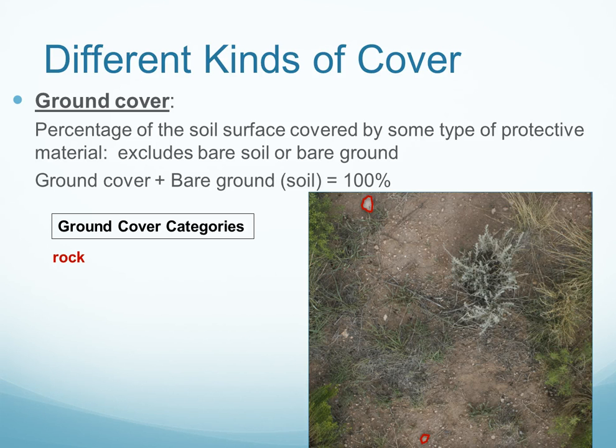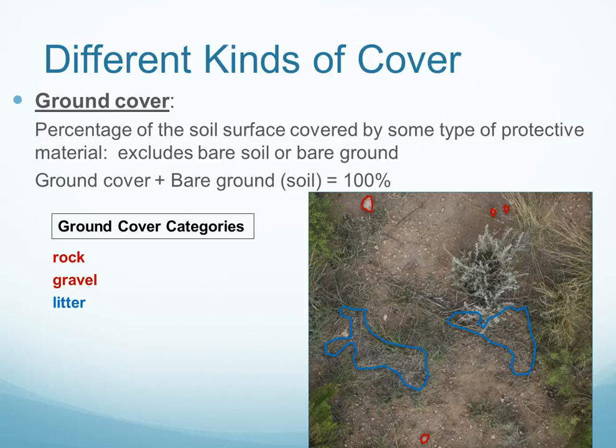Rock is usually defined as a certain size, usually larger than 2 or 3 inches in diameter, depends on how that's defined. Gravel is usually smaller than rock, but it certainly provides protection of that soil surface. Litter, outlined here in blue, there's actually a lot of litter in this image. Litter is detached plant material that covers the soil surface.